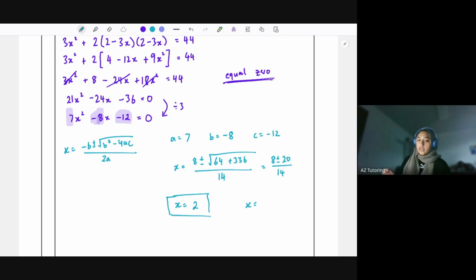And our second answer is 8 minus 20 divided by 14, which is minus 12 over 14, which is just minus 6 over 7. So you don't want to put that as a decimal because it goes on forever. So just leave it like that.